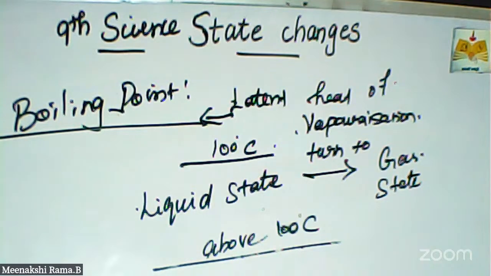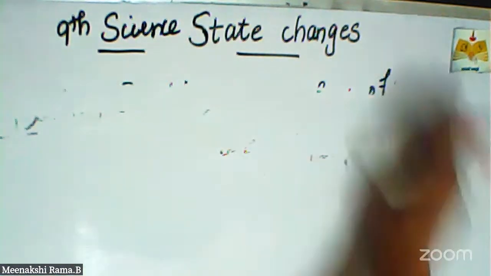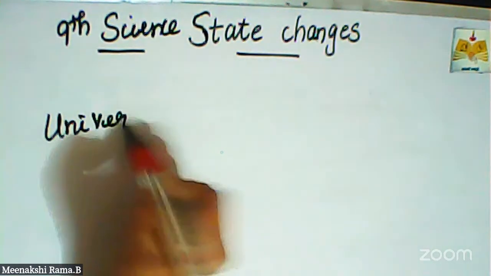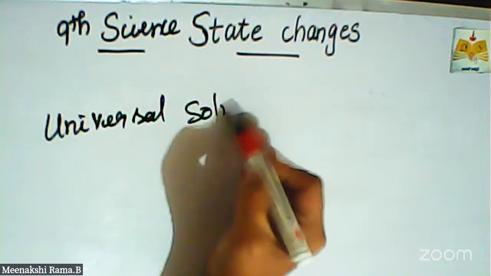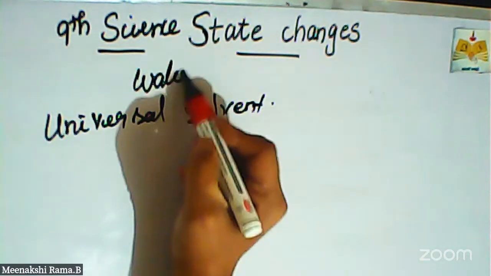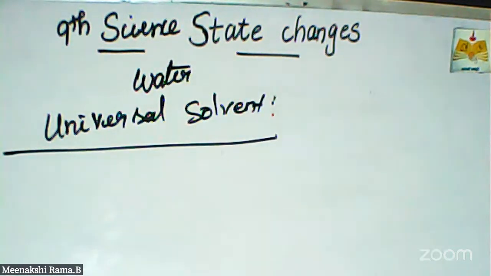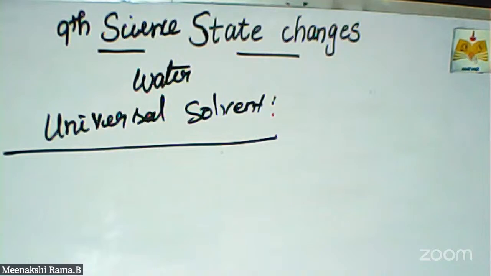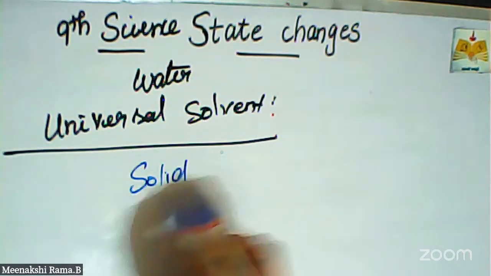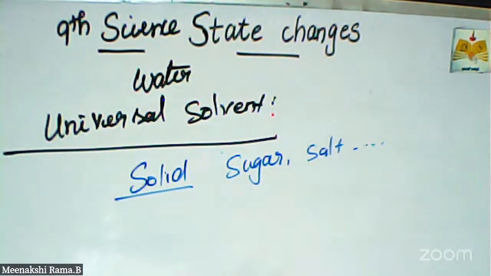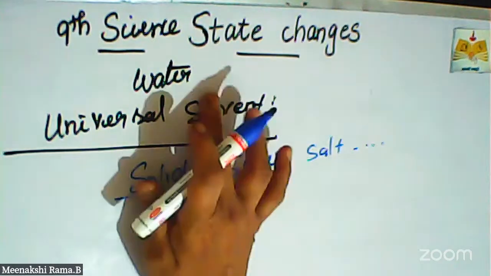Okay, and the next concept, universal solvent. Universal solvent means what? Yes, universal solvent is nothing but water. So water is called a universal solvent. All kinds of materials are dissolved in water. How is it possible? Yes, solids. What are the solids? Sugar, salt, like that. These materials are dissolved in water.